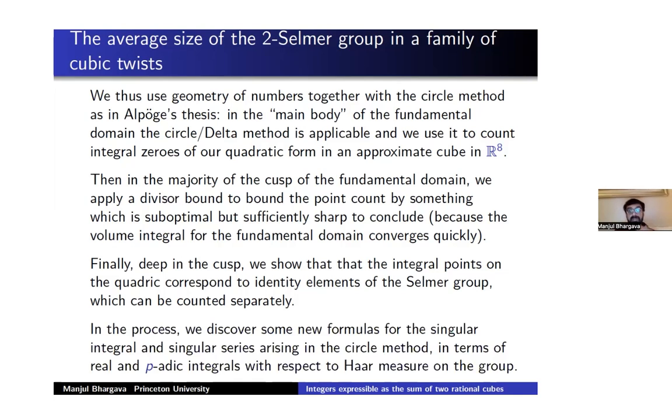And in this process, we actually discover some new formulas for the singular integral and the singular series that appear in the circle method, in terms of real and p-adic integrals with respect to Haar measure on SL2 cross SL2. So it gives some very natural formulas for the singular integral and singular series, which we actually use to obtain good estimates on the number of integer points. So we actually get an asymptotic on the number of integer points as the bound on A3 goes to infinity.